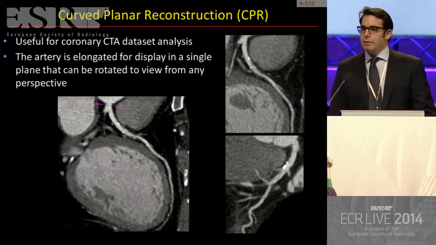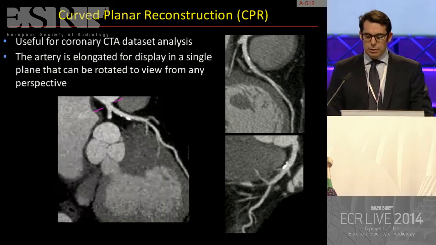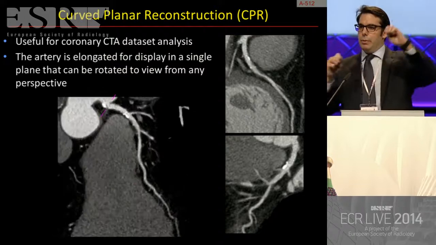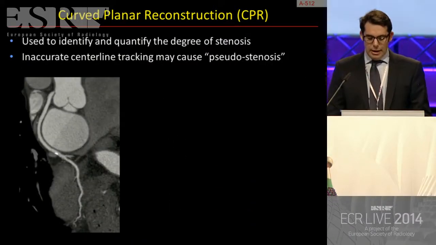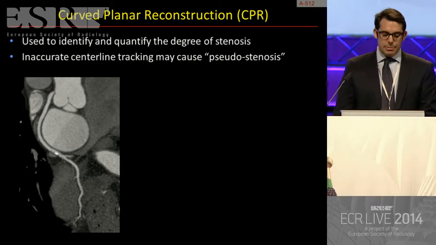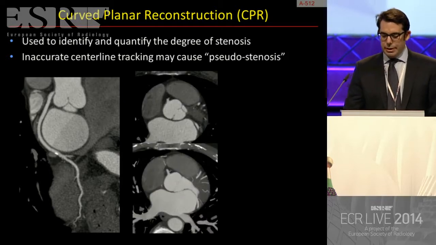Curved planar reformats are very good if they work well. It will elongate the vessel, it will take the center line points, and it will give you one plane, very nice. However, pseudo-lesions are frequent. In this particular case, this is what we saw. Always we go to the axial images. And the axial images show that the origin is very patent.